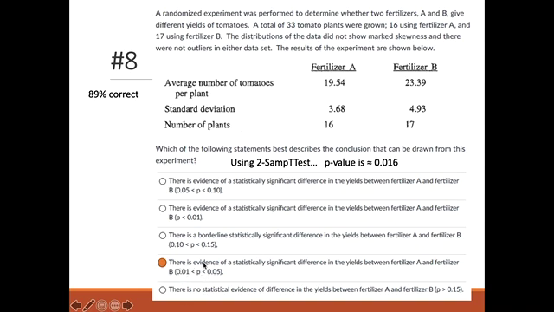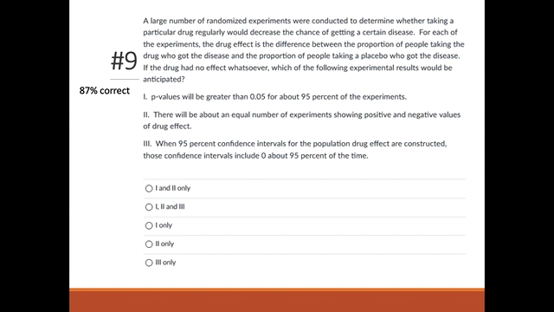So there is evidence of a statistically significant difference in yields between fertilizer A and fertilizer B. We have a relatively small p-value. The idea here is with this p-value that's less than 5%, we would reject the null hypothesis. So we do have evidence of a difference in yield on average between fertilizer A and fertilizer B. That's what we mean by a statistically significant result. In a significant result, we're rejecting the null hypothesis.